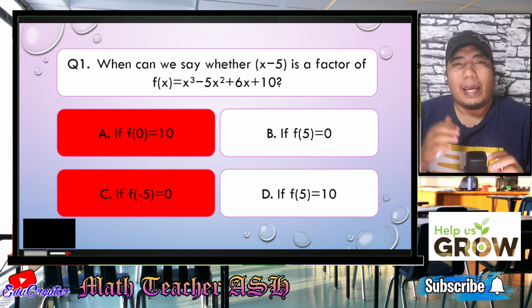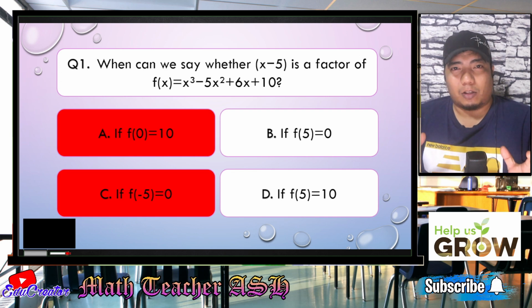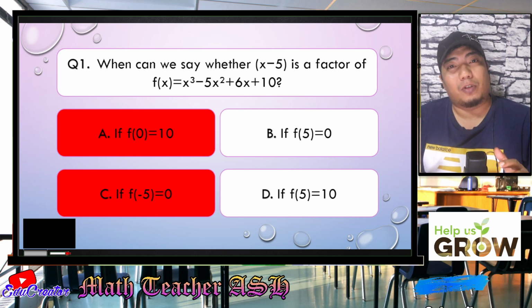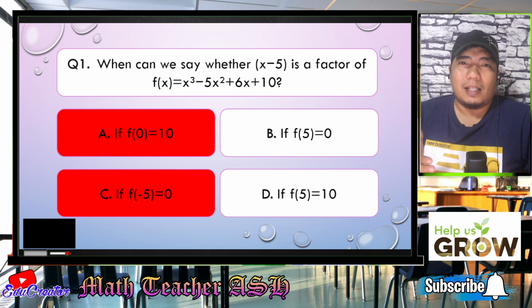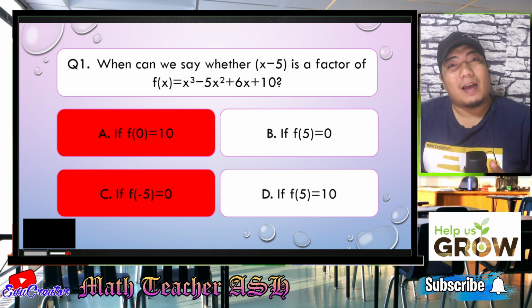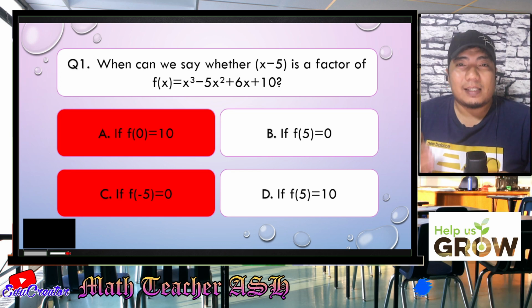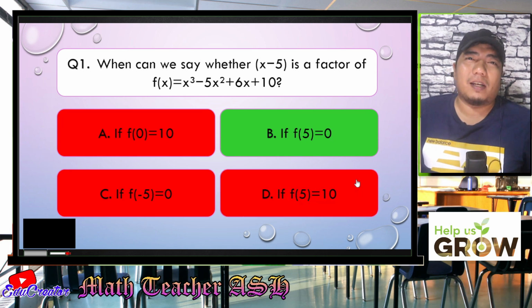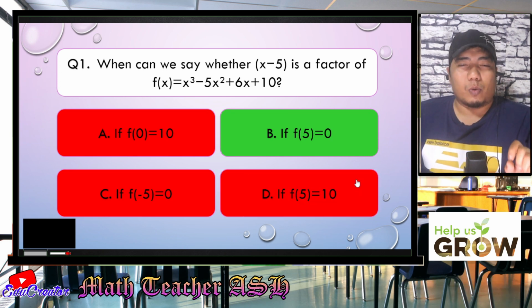My dear math learners, in the factor theorem, when a certain binomial is considered a factor of a certain function, it can only happen if and only if the result of that value, when evaluated, is equal to 0. Alright, so therefore the correct answer is letter B. Easy, right? Very easy, my dear math learners. Now let us go to question number 2.